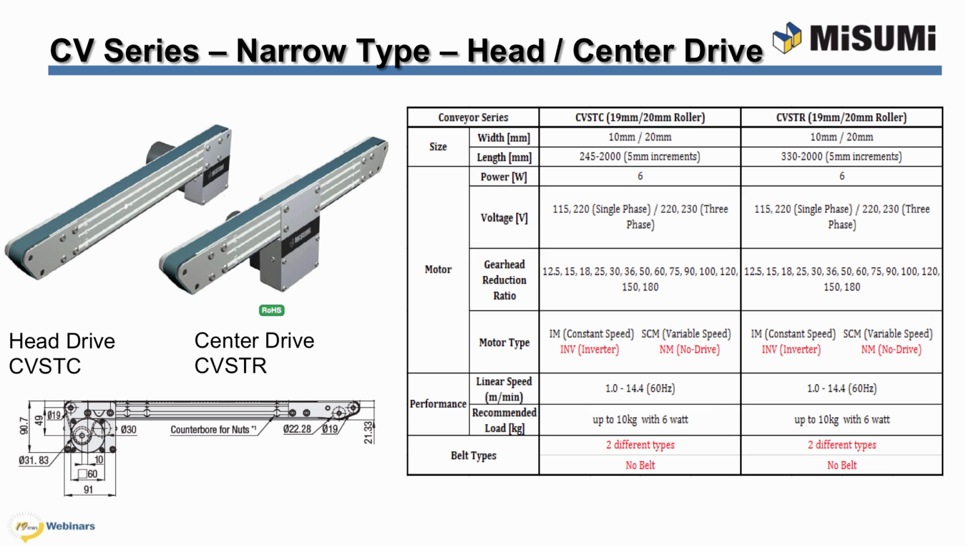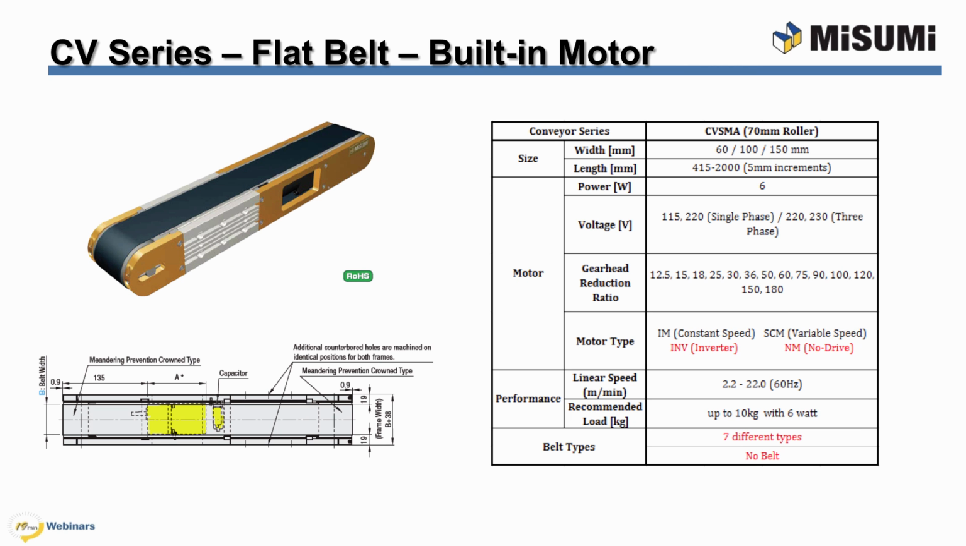Besides all of the conveyor models I presented, we also carry narrow type versions. Both are available with head drive or center drive configuration. Two options of width at either 10 or 20mm are available. Two belt options are available with this conveyor. This is the built-in motor type conveyor. As you can see, the motor is mounted inside the conveyor's body. There are three types of width available for this conveyor.